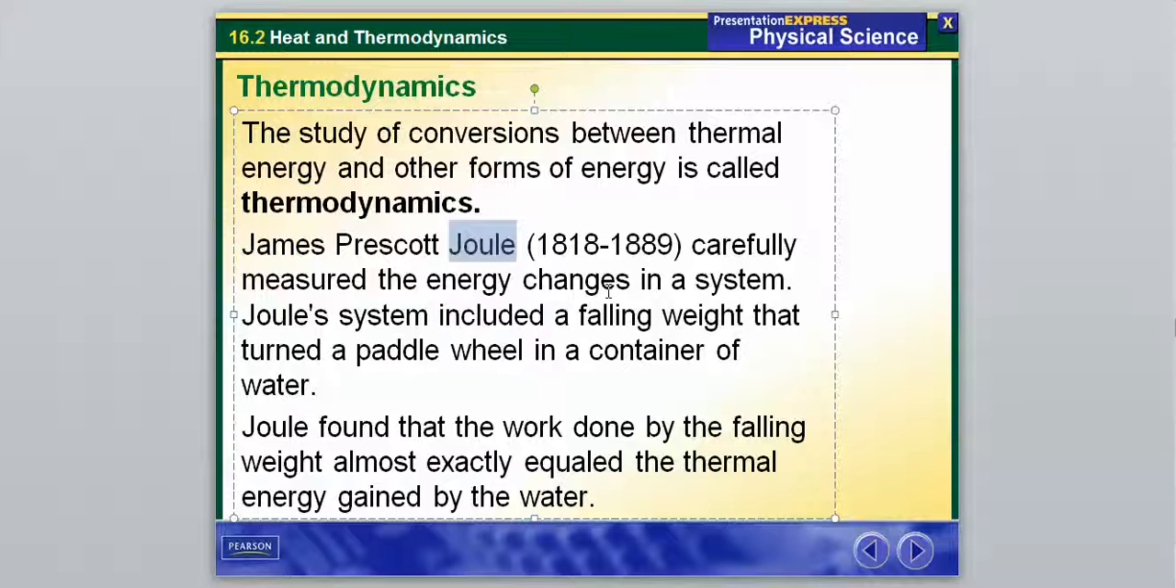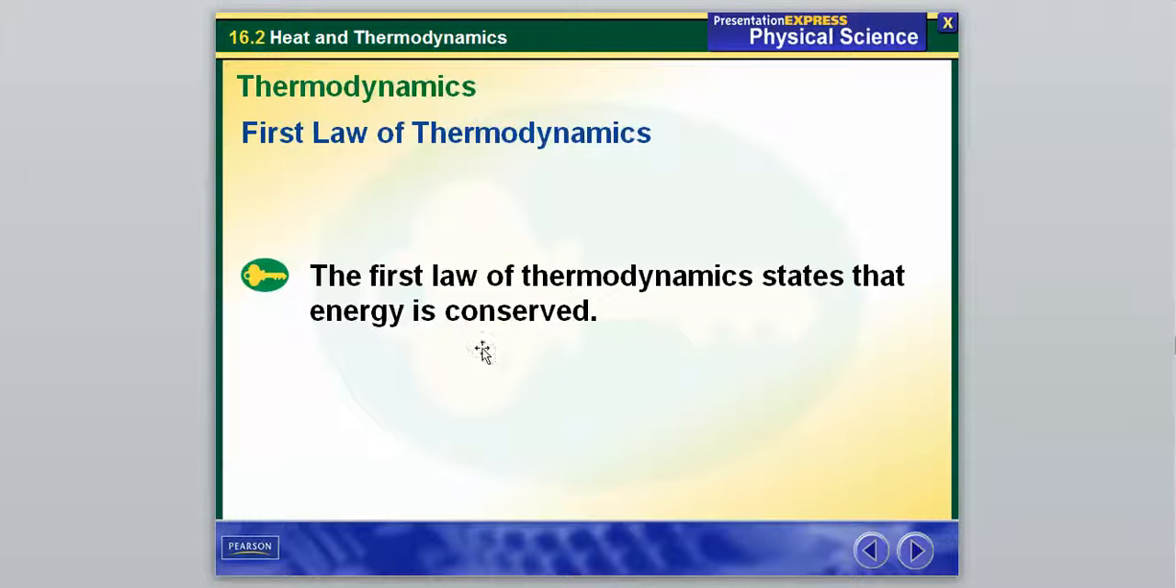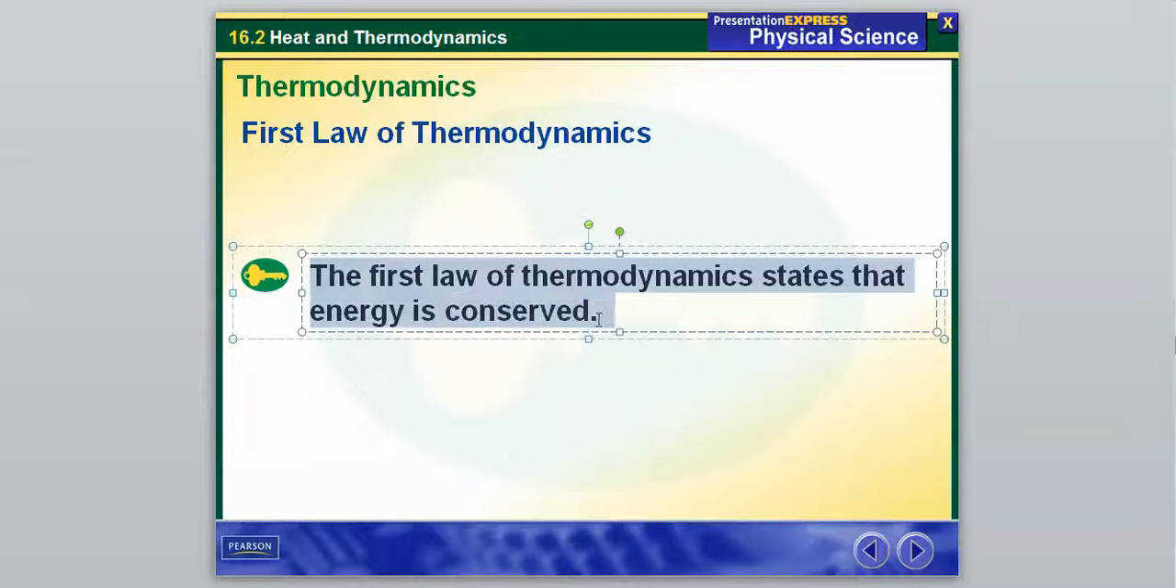So when he dropped the weight to push the paddle wheel, he noticed that the amount of work done by the falling weight, the transfer of energy there, equaled all the thermal energy gained by the water. That leads us to the first law of thermodynamics: energy is always conserved. That is our first law. I definitely write that down as well. I'll probably ask you what the different laws are. The first law is just that energy will always be conserved.